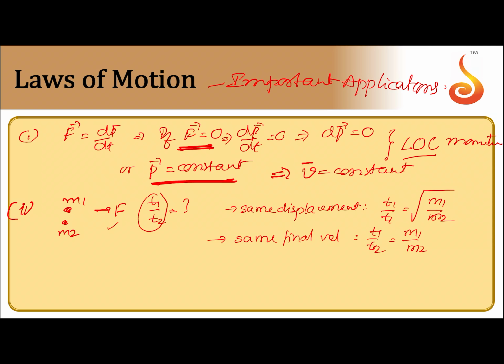I want you to remember these results, quite useful results. And suppose they have the same momentum. Then T1 divided by T2 is equal to 1 by 1, 1:1. That means they take the same amount of time to have the final momentum. Thus, if you consider two objects of different masses under the influence of the same force, then the ratio of the time required for them to have the same displacement is root of M1 by M2, same final velocity M1 by M2, same final momentum 1.